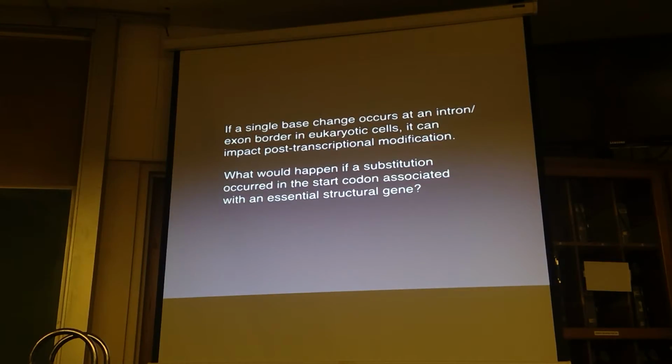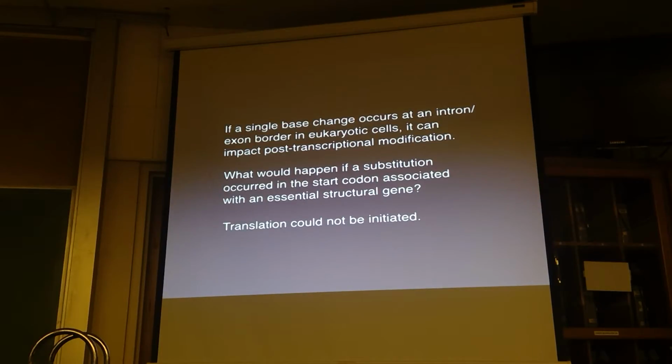But anyway, I stuck that in there because I thought, wow, a single mutation at an intron-exon border, what does that do? Well, you think about it, then you're messing with post-transcriptional modification. You don't modify the RNA, and you end up leaving something in that was supposed to be taken out. But what would happen if you did a substitution that was supposed to be a start codon? Then you're really in trouble.